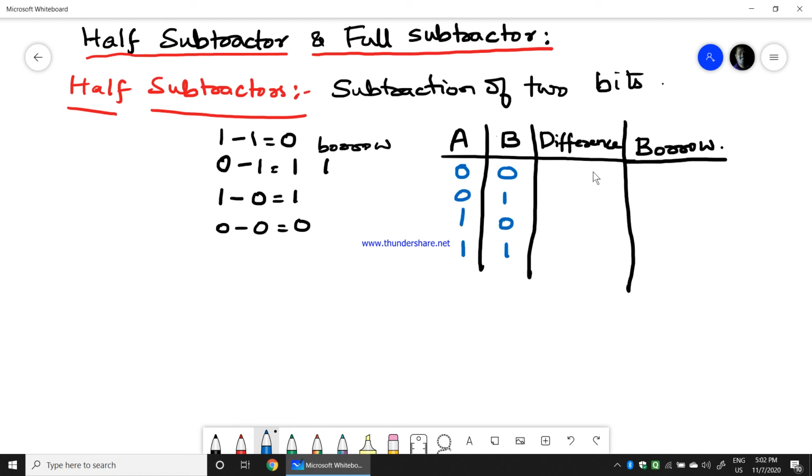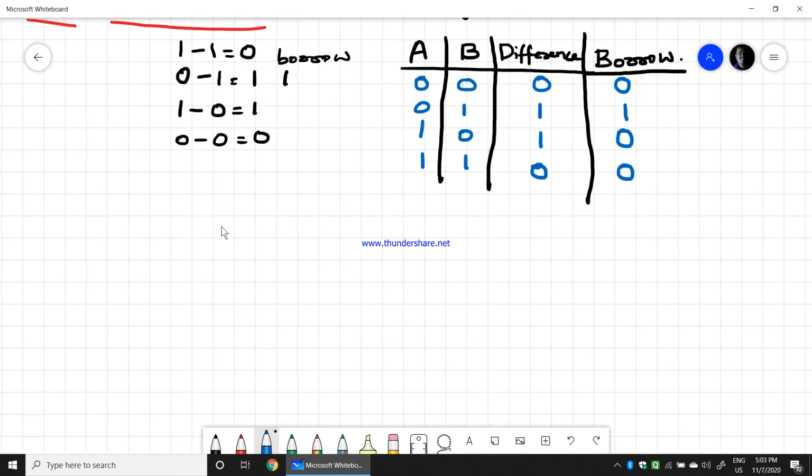Coming to difference and borrow, 0 minus 0, the difference is 0, borrow is 0. 0 minus 1, the difference is 1 and borrow is 1. 1 minus 0, the difference is 1 and borrow is 0. And whereas 1 minus 1, both are zeros.